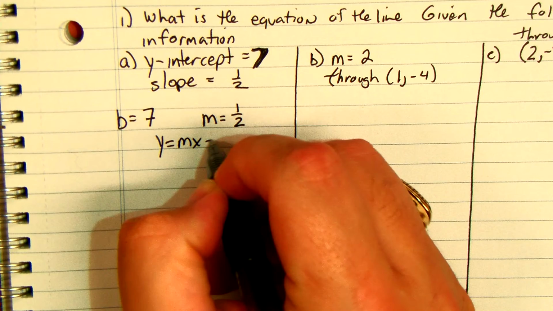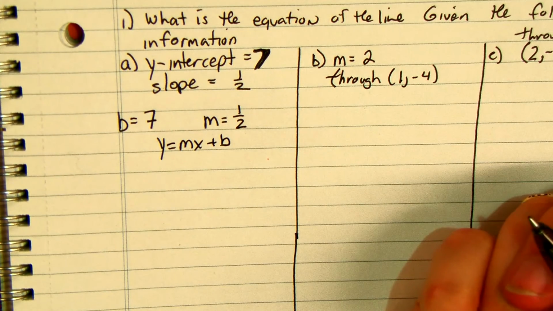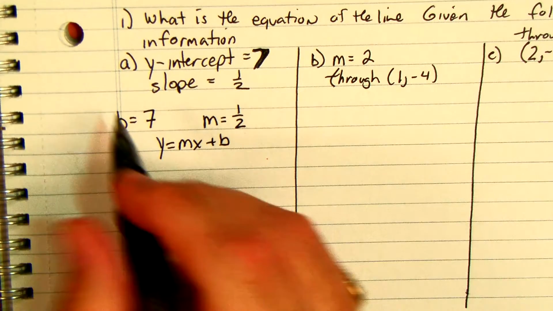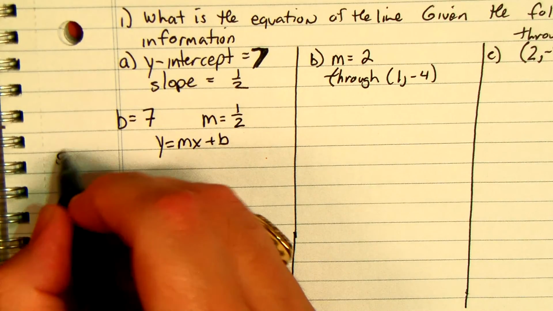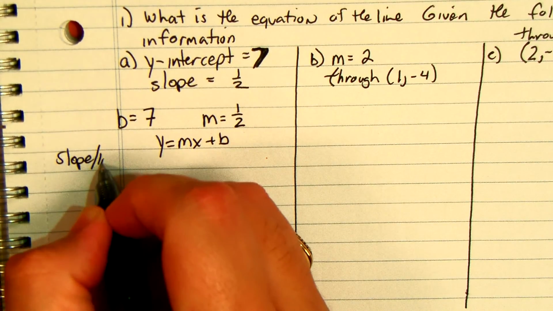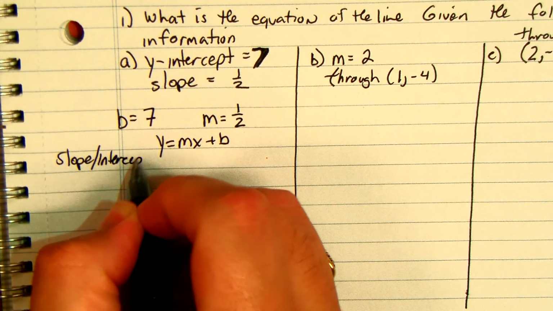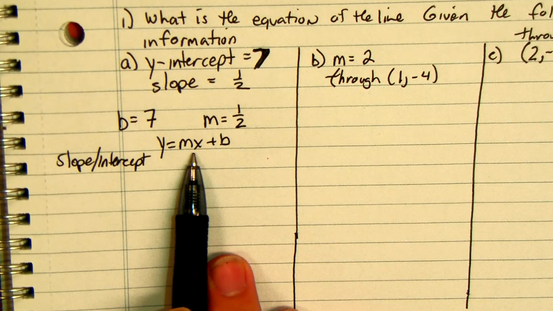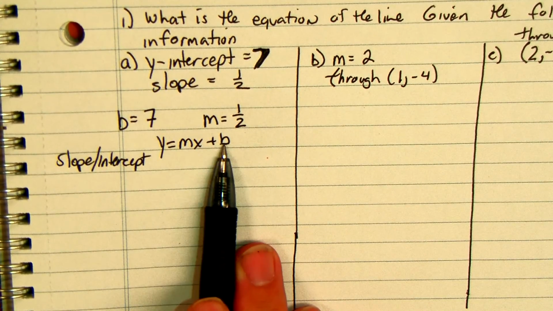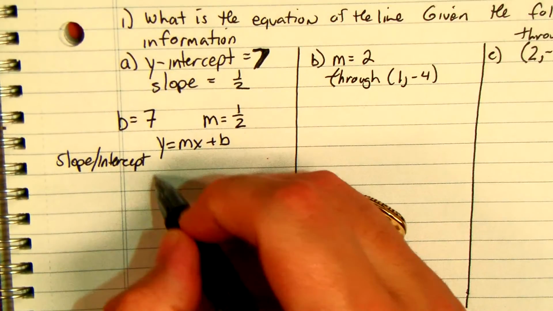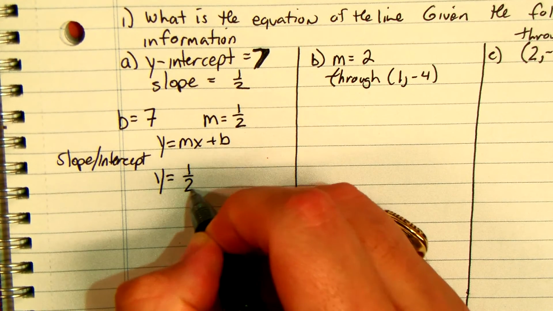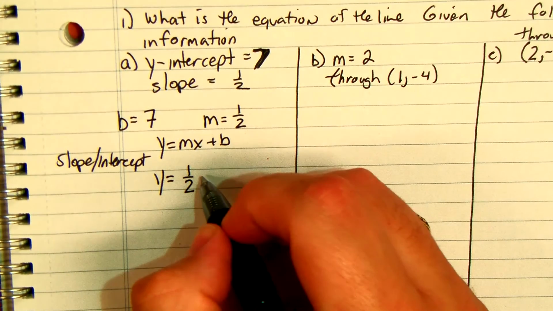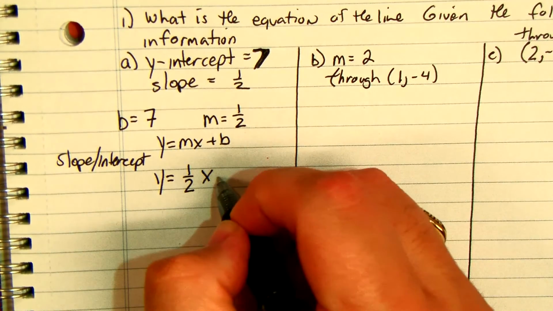Y equals mx plus b. What's the name of this? Yep, slope-intercept. Alright, so now you have enough information because the y always stays the same, the x always stays the same. We need a number for m and we need a number for b. So y equals 1/2 x plus 7.